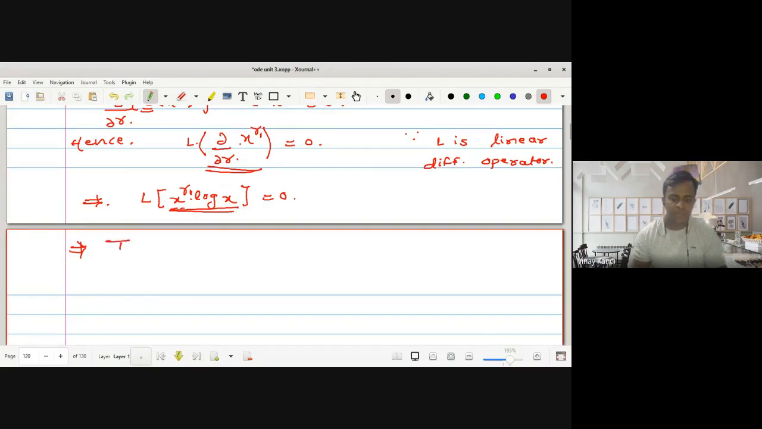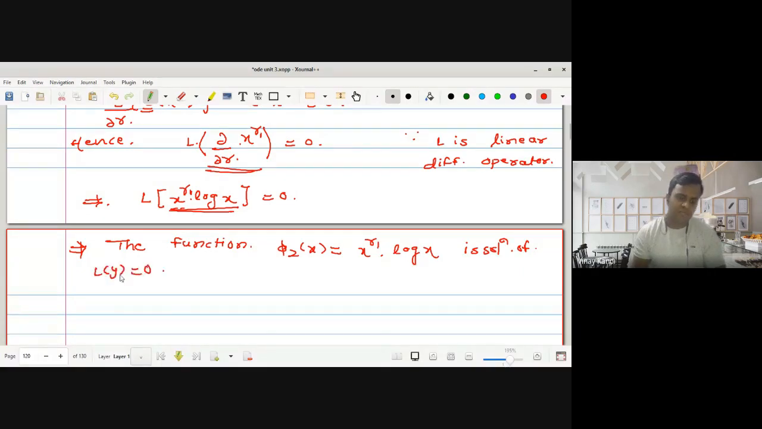Hence the function phi2 of x is equal to x raised to r1 into log x is a solution of L of y is equal to 0. Any doubt? No, sir.